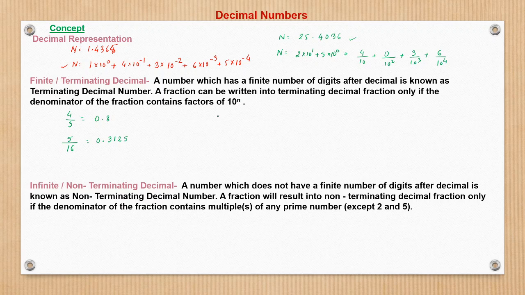However, if we see the conversion of, say, 1 by 3, it is like 0.3333 and so on. It will never end, it will go on till eternity. So this is an indefinite, non-ending thing. Here that is called infinite, so it becomes 0.3333 and so on.